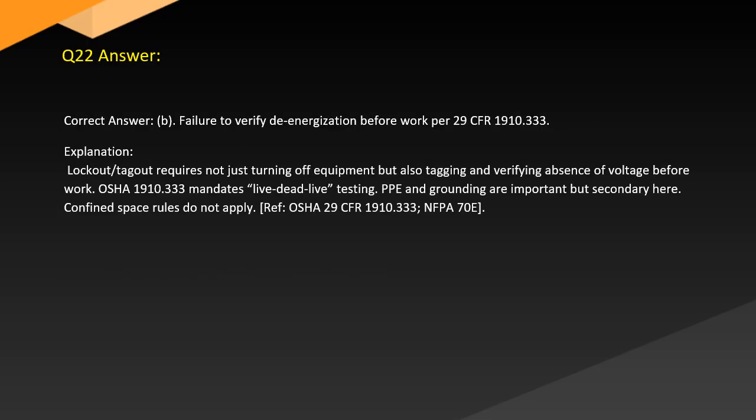Answer. Correct answer: B. Failure to verify de-energization before work per 29 CFR 1910.333. Explanation. Lockout requires not just turning off equipment but also tagging and verifying absence of voltage before work. OSHA 1910.333 mandates live-dead-live testing. PPE and grounding are important but secondary here. Confined space rules do not apply.